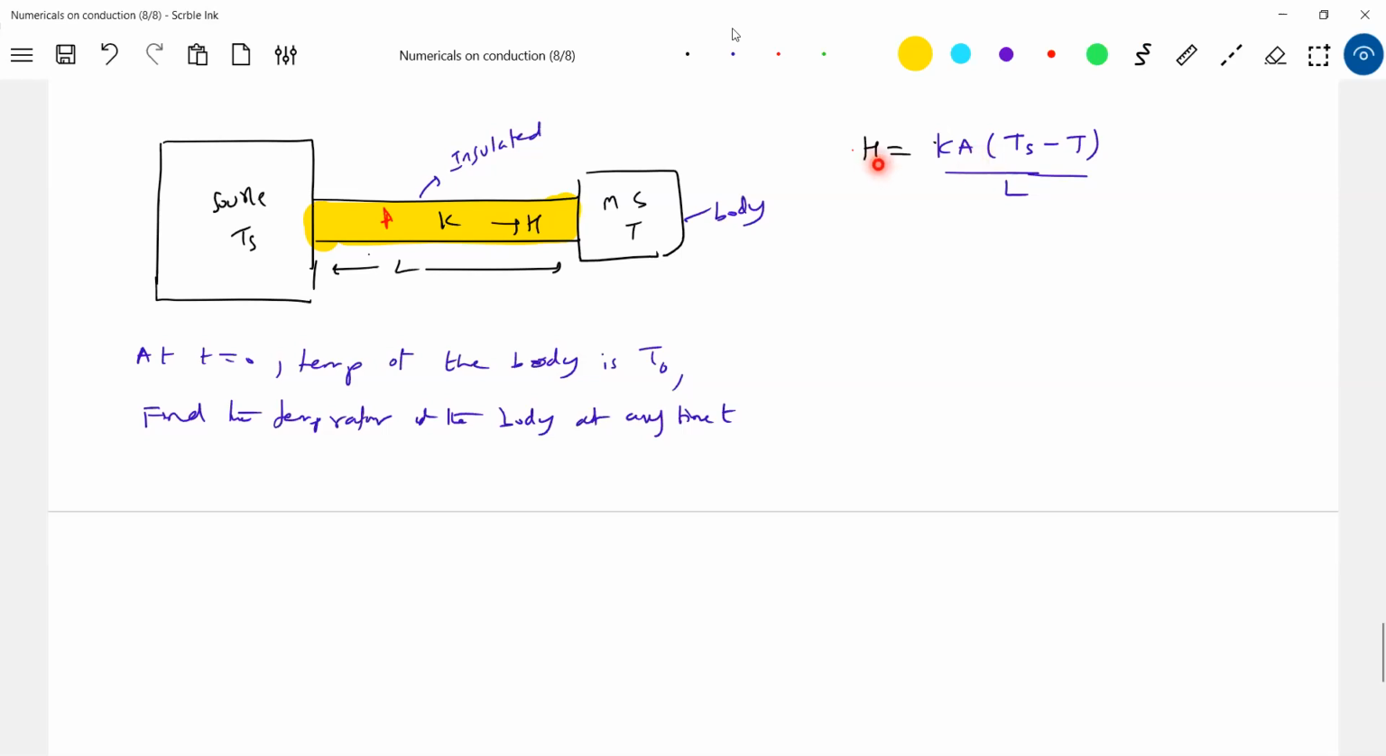So what is this H? Shall I say it's a heat or thermal power? It's a thermal power. So what is H? H you write it as dQ by dt. Look at the body. Body gains heat or loses heat? It gains heat, no? If a body gains heat, according to calorimetry, ms dT.